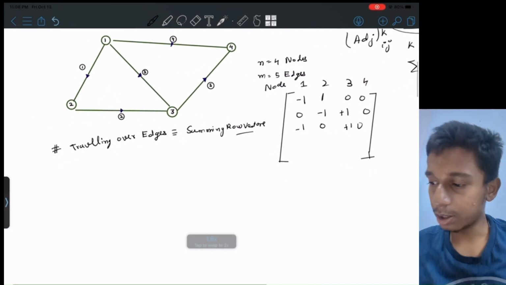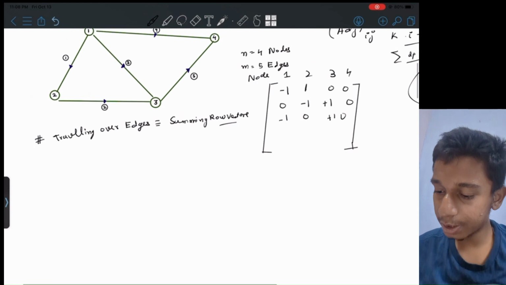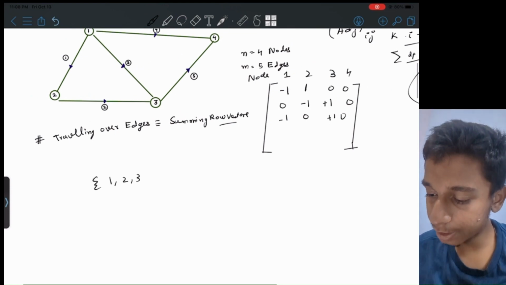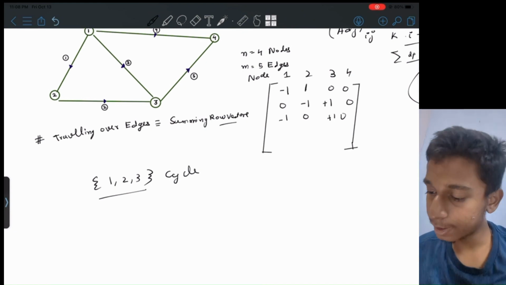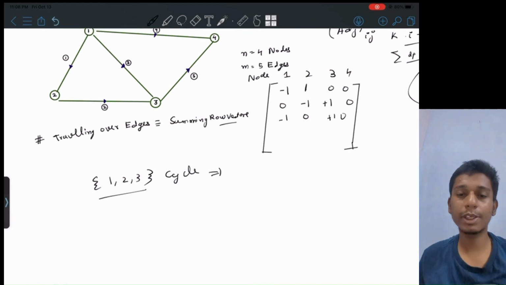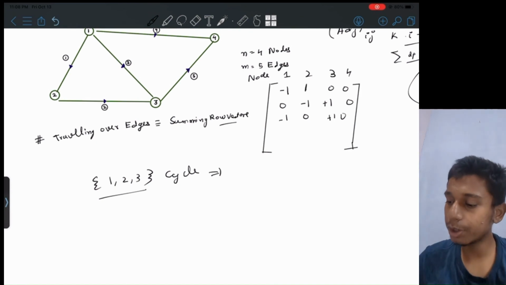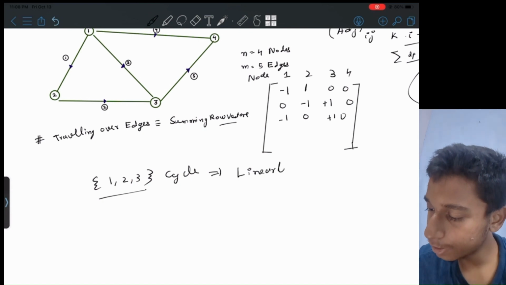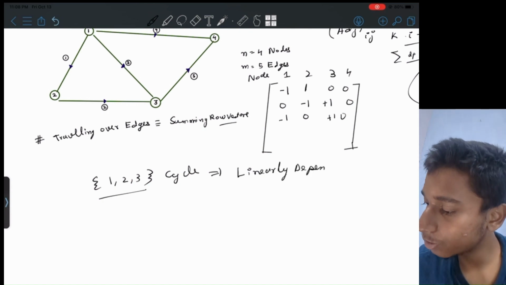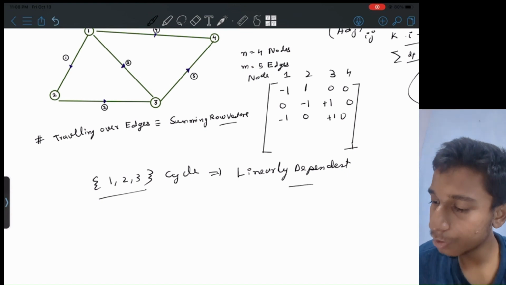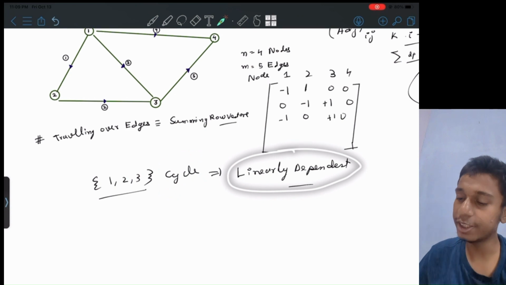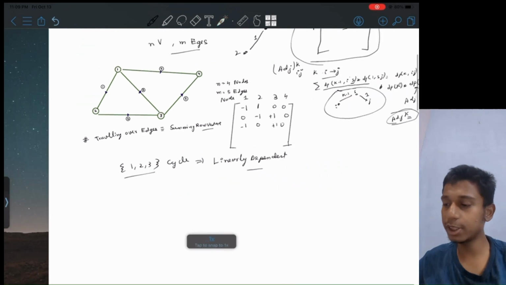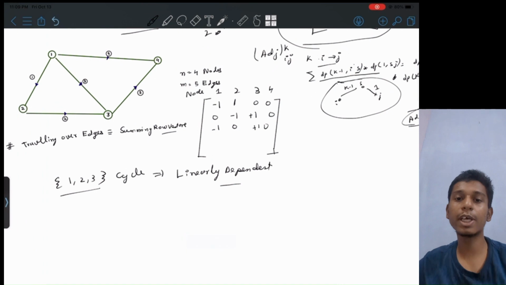As you have seen, the set of edges 1, 2 and 3 form a cycle, and this is equivalent to saying that they all represent the same path, or they are linearly dependent in the language of linear algebra. So this is how cycle, which is a common term used in the language of graphs, and linearly dependent, which is a common term used in linear algebra, are related in terms of their incidence matrix.